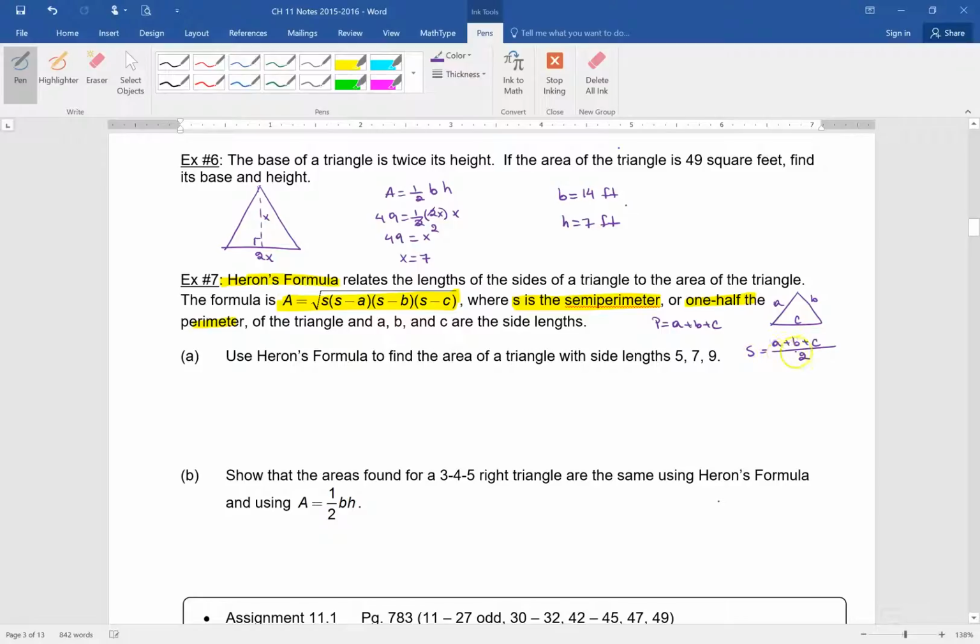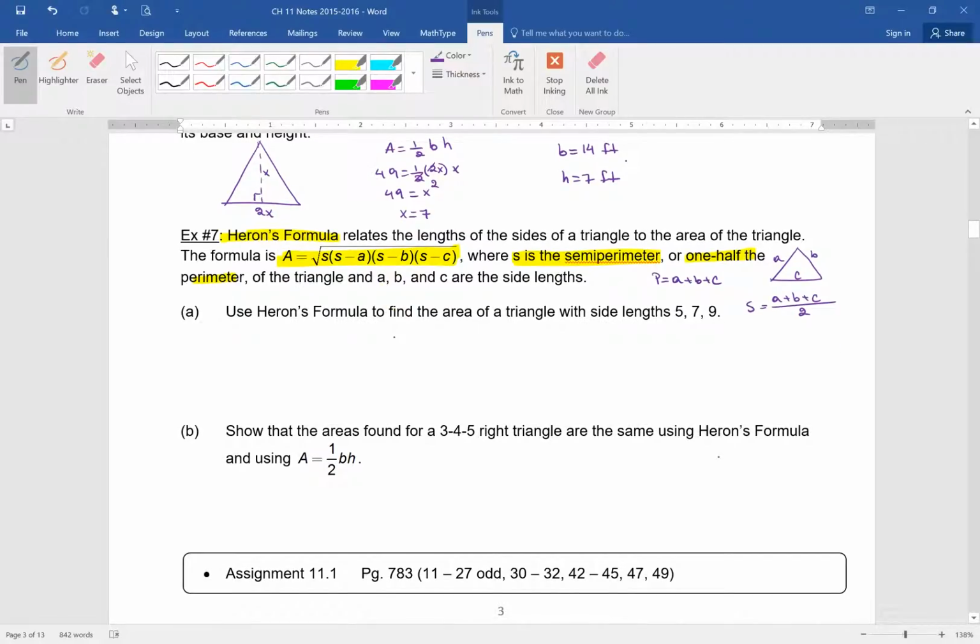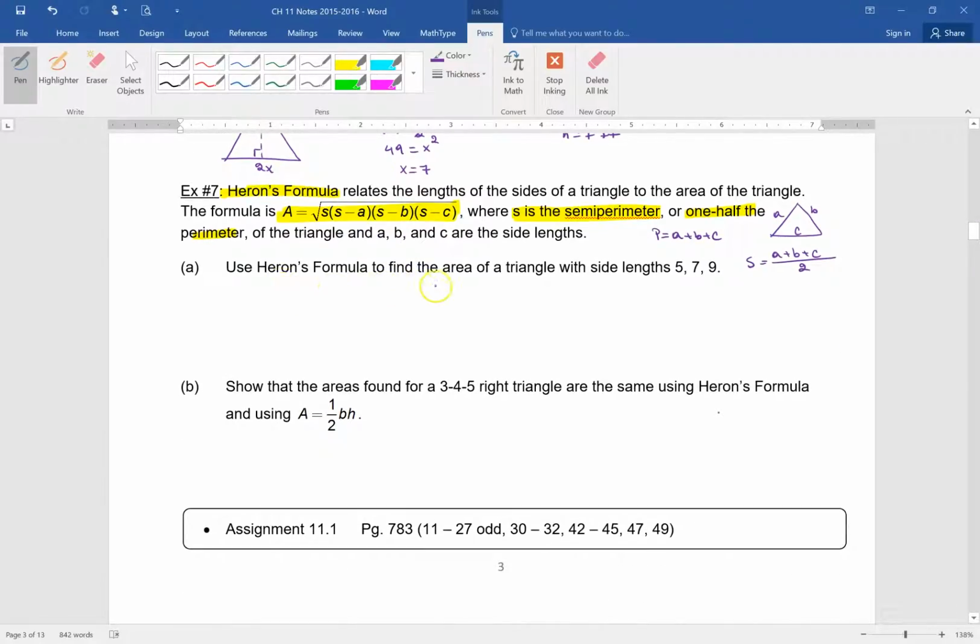So if you took the semi-perimeter and you subtracted the first side and the second side and the third side, and you put it all in the square root, you get the area of a triangle. So let's try and do this one. Use Heron's formula to find the area of a triangle of lengths 5, 7, and 9. So here, this is 5, this is 7, and this is 9.